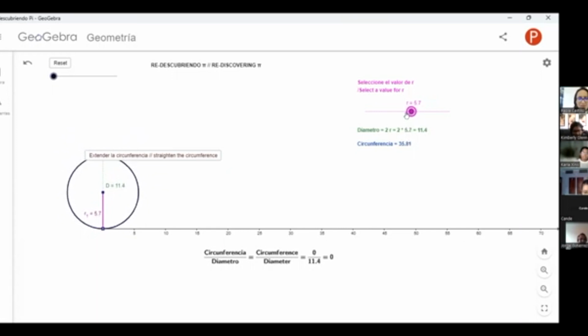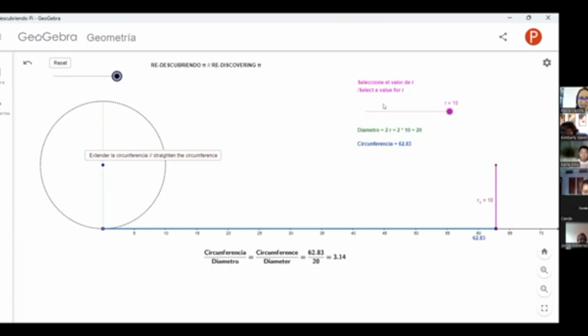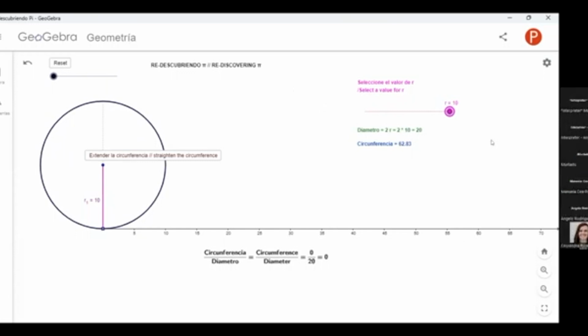smaller. See what happens when I make it bigger or smaller. I'm going to put it here so you can see the division. When I stretch it out, this division for the circumference is going to change according to the size, but it's always going to be a constant. And what's that constant?